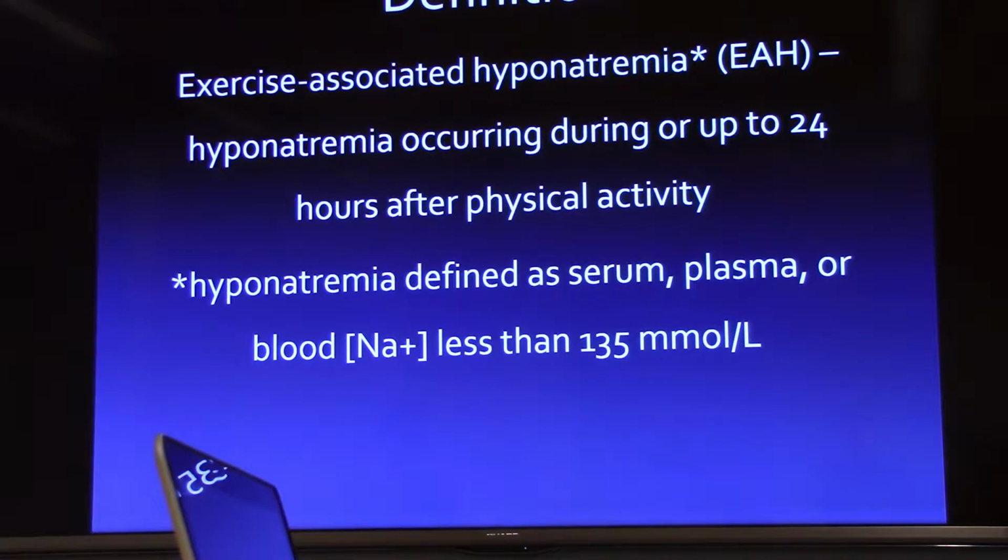So the definition of exercise-associated hyponatremia, abbreviated as EAH, is any hyponatremia occurring during or up to 24 hours after physical activity. As we all know, hyponatremia is defined as serum, plasma, or blood sodium concentration that is less than 135 millimoles per liter, and this is typically the lower reference range set by most labs.